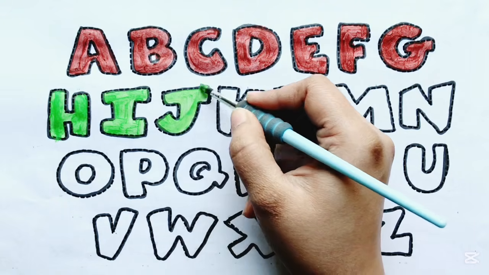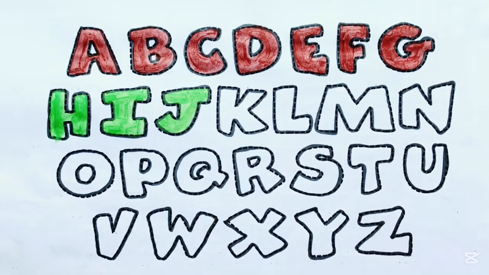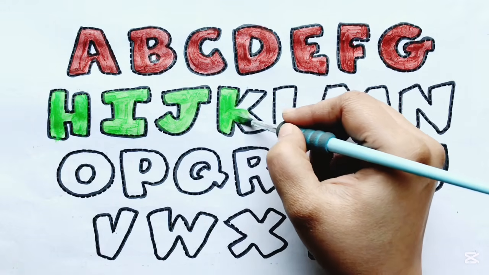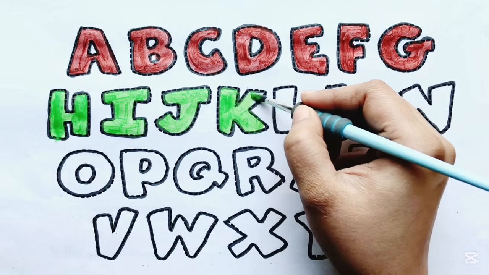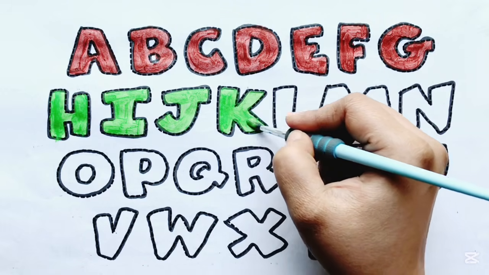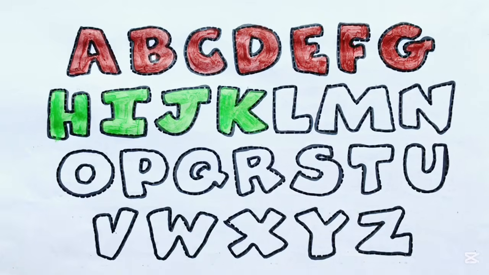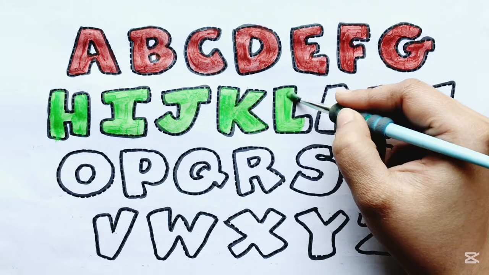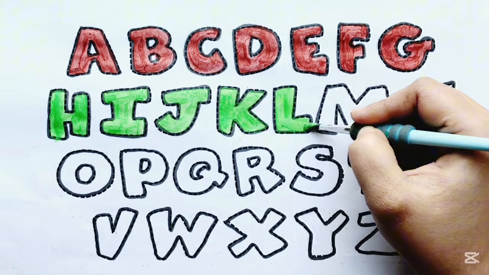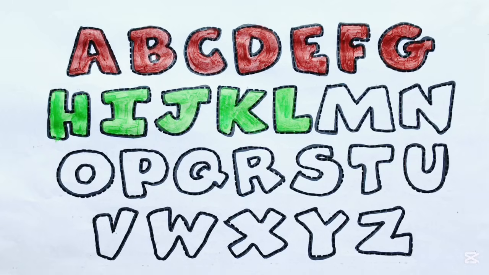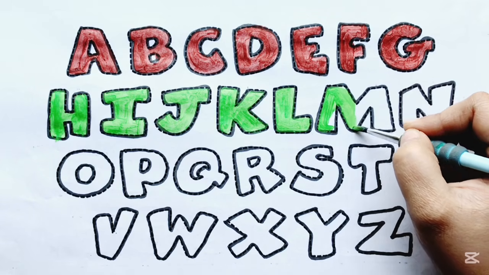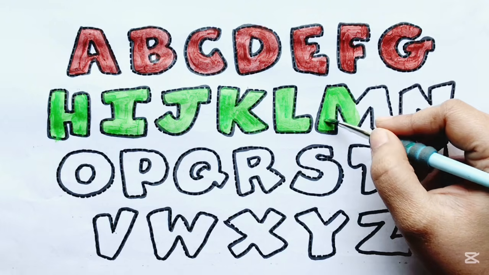A, B, C, count the rhythm and 1, 2, 3. We're singing K for kite, all together. A, B, C, count the rhythm and 1, 2, 3. We're singing all together. L for lollipop. A, B, C, count the rhythm and 1, 2, 3. We're singing M for monkey, all together. A, B, C, count the rhythm and 1, 2, 3.